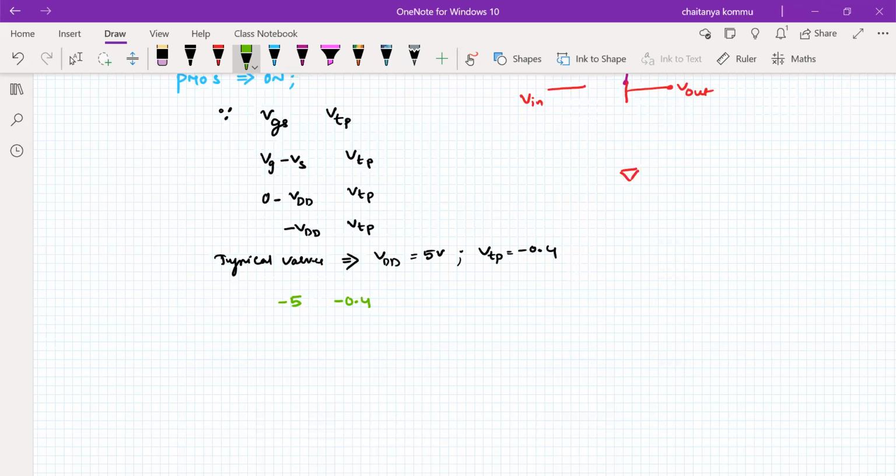What is the relationship between these two? Negative quantities we are talking about. Here is the 0, for example, minus 1, minus 2, minus 3, minus 4, something on the negative axis. So minus 4, minus 5 here, and here somewhere around minus 0.4. Which one is the higher value? Minus 0.4, or what is the relationship between these two? Anyone from the class? Please respond, or you can write it in the chat box also.